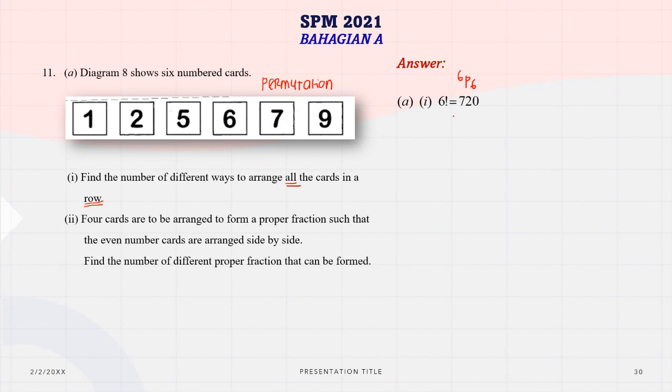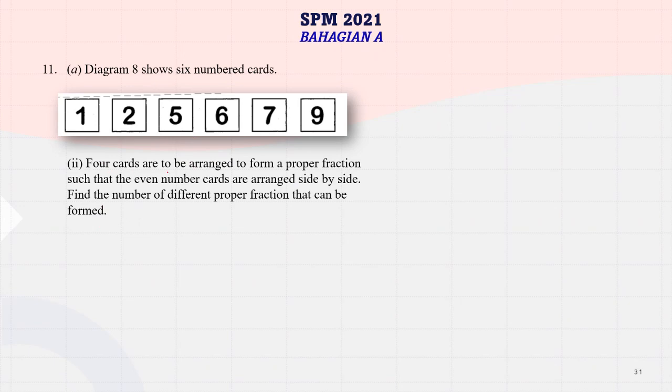Okay, now we go to the second question. Ada banyak sangat dia punya syarat kat sini. Number 2: 4 cards are to be arranged, nak ambil 4 sahaja. So kita tengok dulu dia punya key. 4 cards are to be arranged to form a proper fraction. Proper fraction: numerator mesti less than denominator. Atas tu mesti kecil daripada bawah, baru dapat proper fraction. Kalau atas tu lebih besar daripada bawah, dia akan jadi improper fraction.